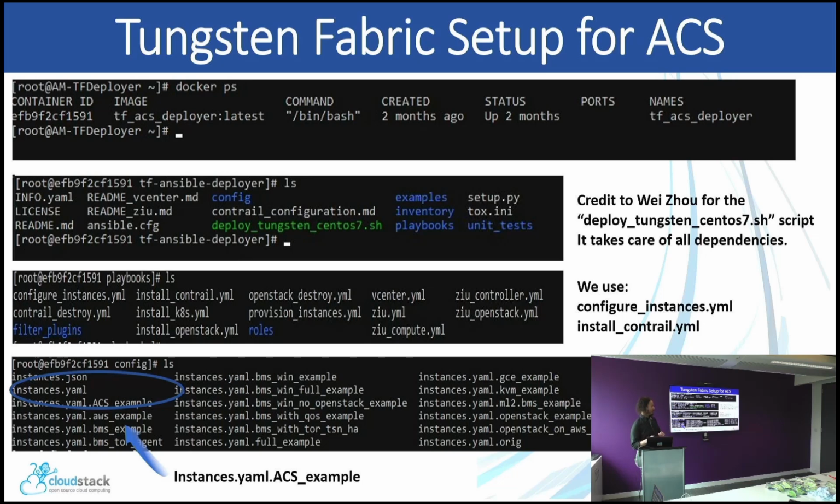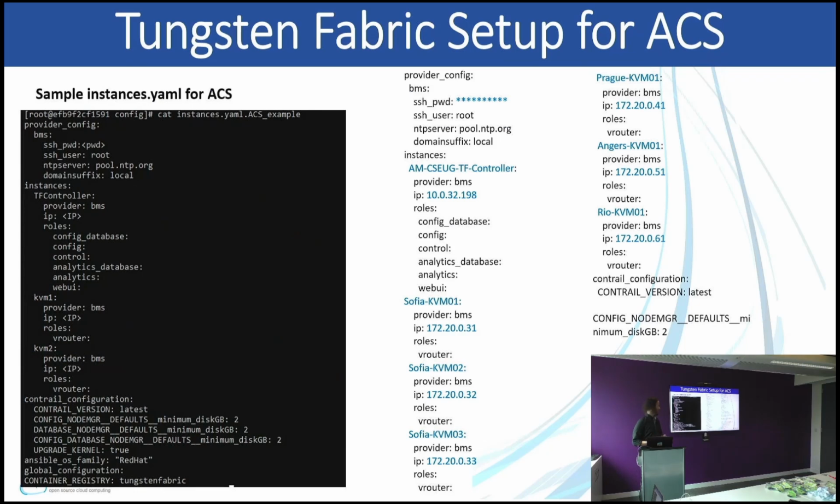And the key thing there is this instances YAML file that has the definition of your entire infrastructure. And we added an ACS example file. There were example files for everything else, so we created one for CloudStack. On the left, that's the sample file for CloudStack. On the right is the actual file that I used for this environment.